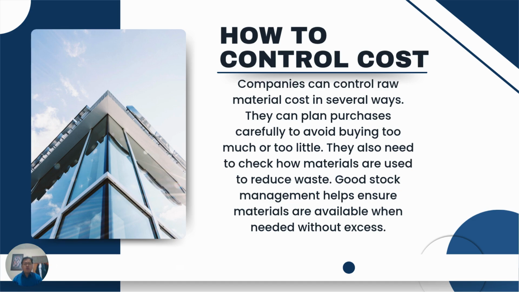And how to control costs. Companies can control raw materials cost in several ways. They can plan purchases carefully to avoid buying too much or too little. They also need to check how materials are used to reduce waste. Good stock management helps ensure materials are available when needed without excess.